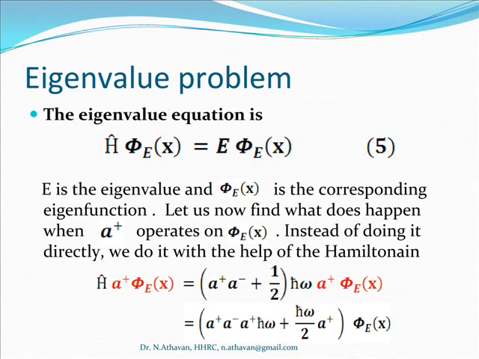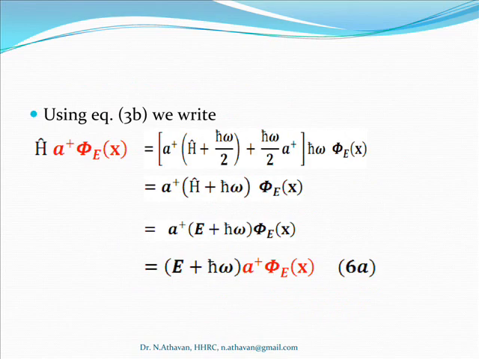We take the operator a plus residing outside the bracket into the bracket. We get a plus a minus a plus h cross omega plus h cross omega by 2 into a plus multiplied by phi E. Here I would like to point out that the order of operation is very important in quantum mechanics. So I write a plus a minus a plus as a plus H plus h cross omega by 2 into a plus, into h cross omega phi E.